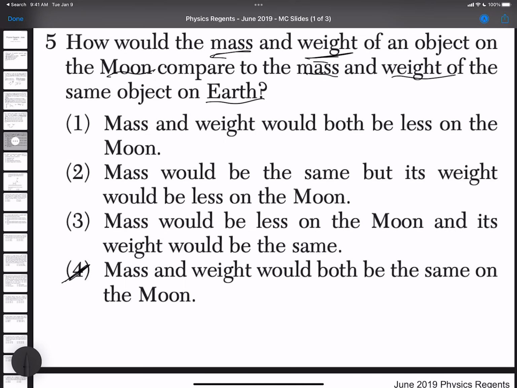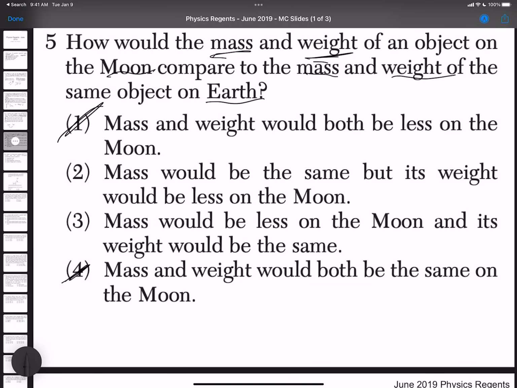Now, because mass is the measure of the amount of matter something has, and going from the Earth to the moon doesn't affect that, we do know that the mass is going to be the same. And so what we're left with there is, well, choice 1 says that they would both be less, so it can't be 1.